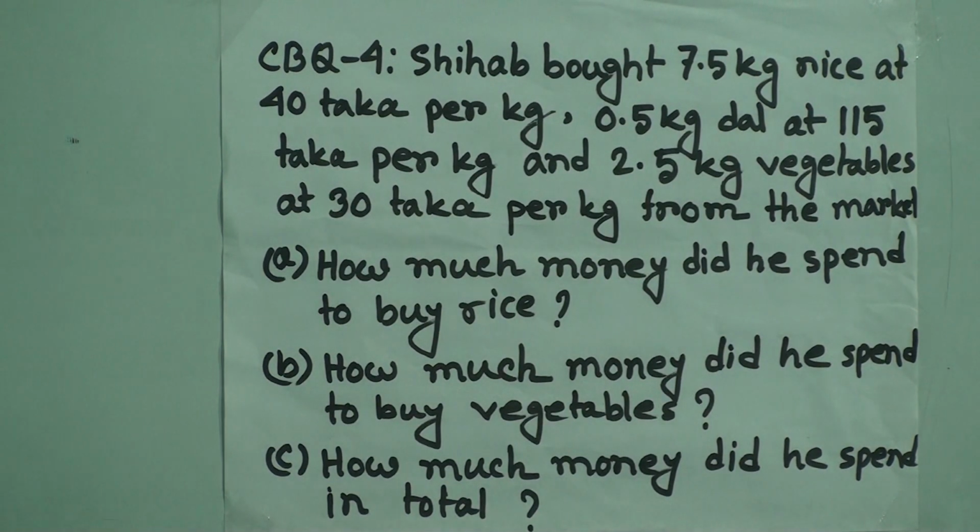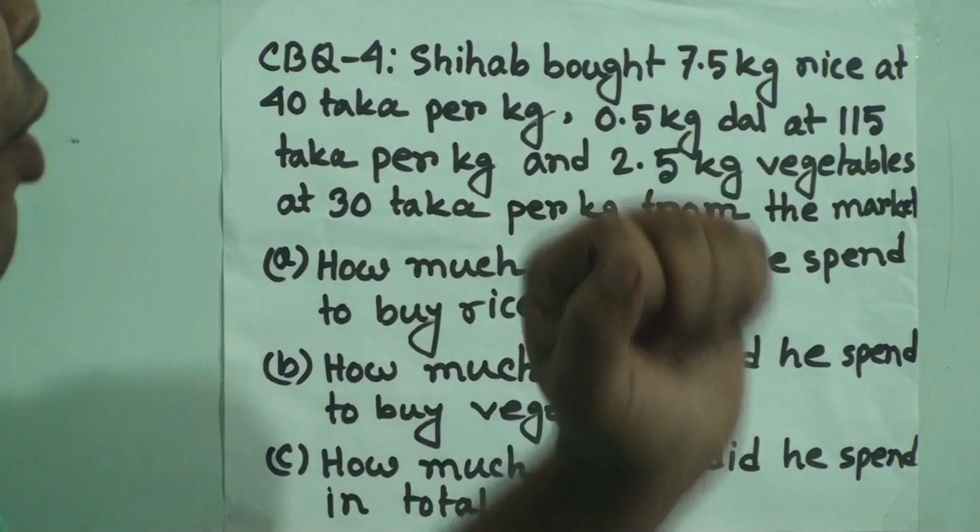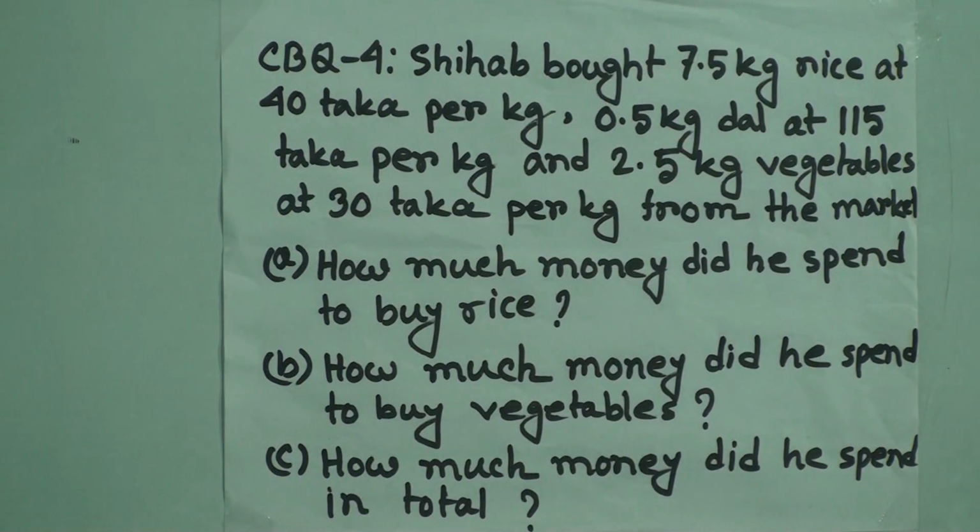So in total he bought 7.5 kg. So now we write the price of 1 kg rice is 40 taka. So the price of 7.5 kg rice is how much taka? We do multiplication and we get the answer. I hope you have understood how to solve this type of math.